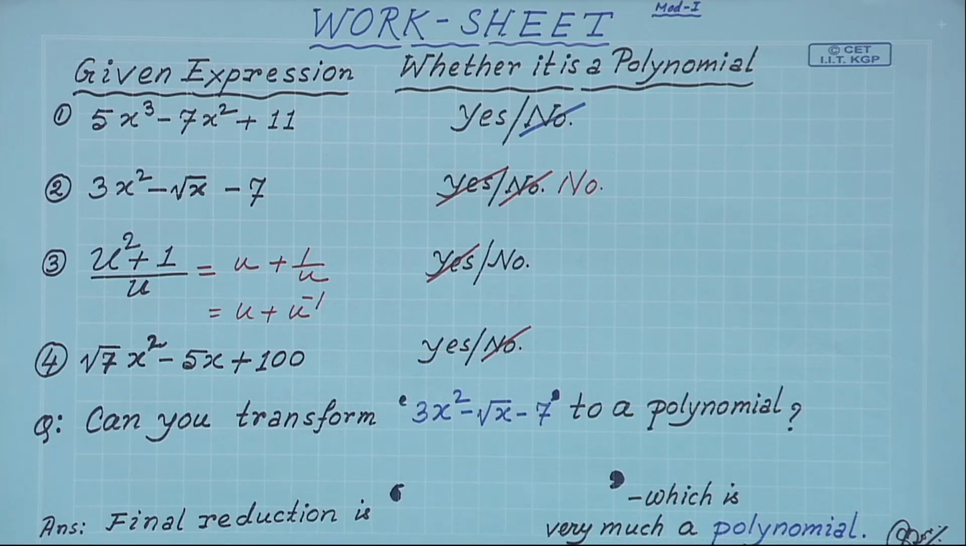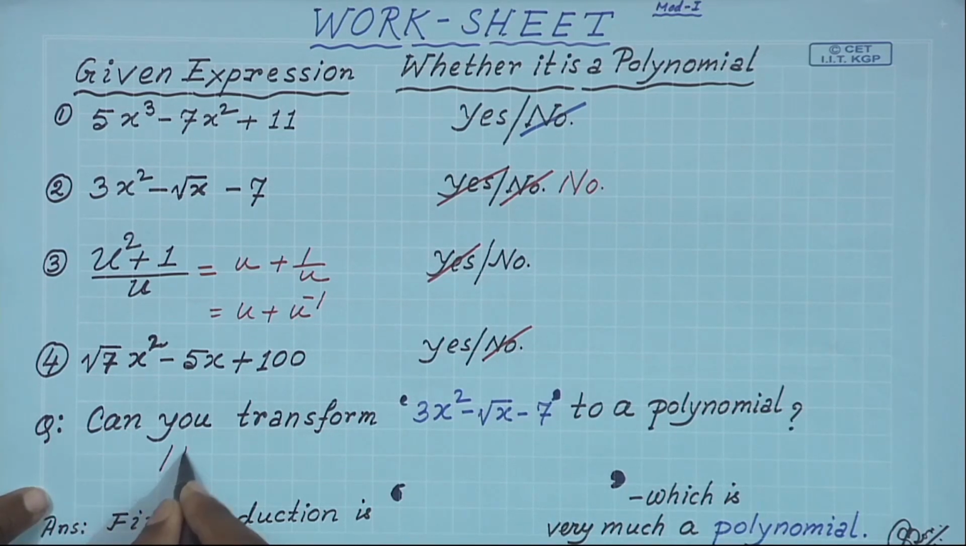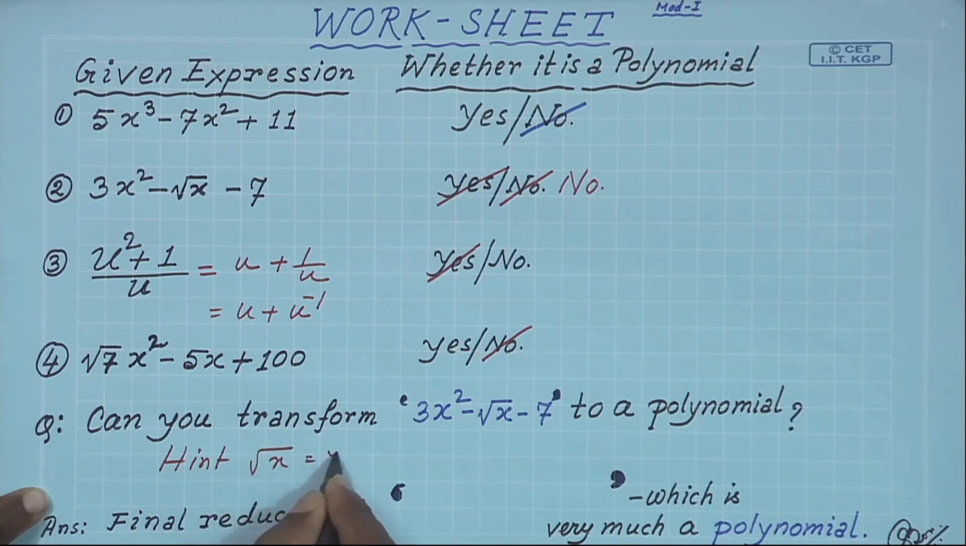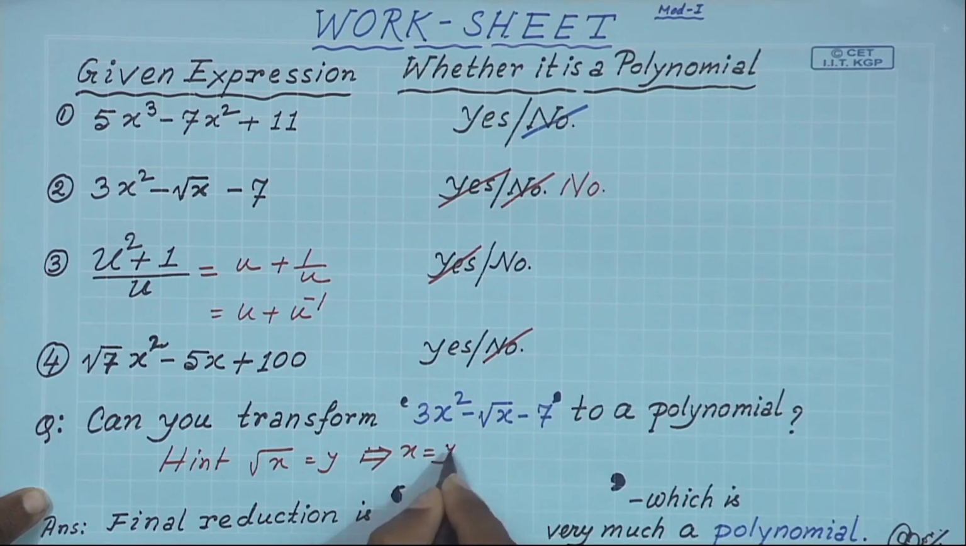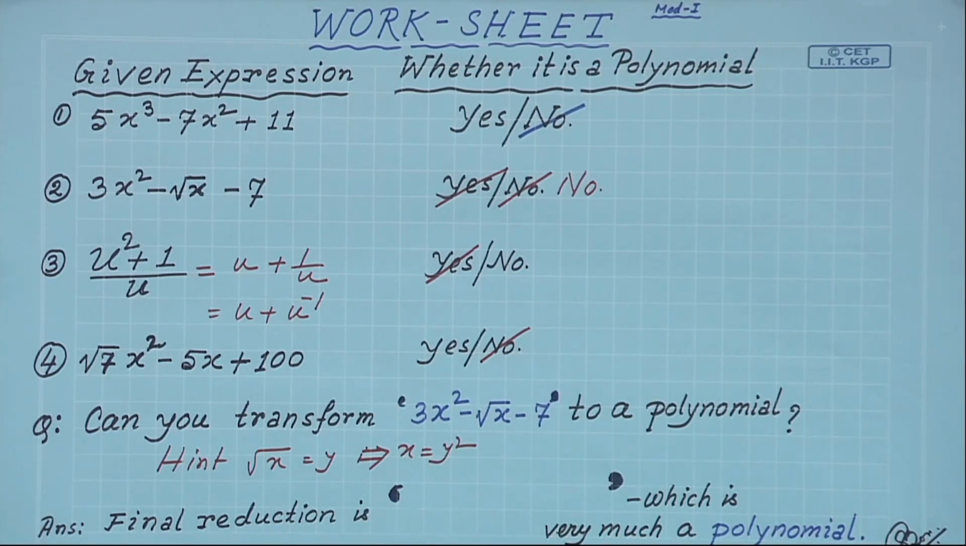Now, consider the second one again, that was 3x square minus root x minus 7, and you answered correctly that it is not a polynomial. Now, my question is, can you transform this very expression to a polynomial one? Sir, I am getting confused. What to do exactly? Okay, I am giving a hint. Just put root x equal to y. In other words, x is equal to y square. Then what will be the reduced form of this one?